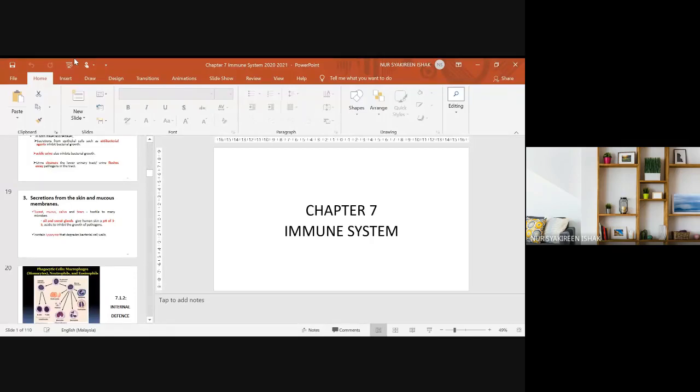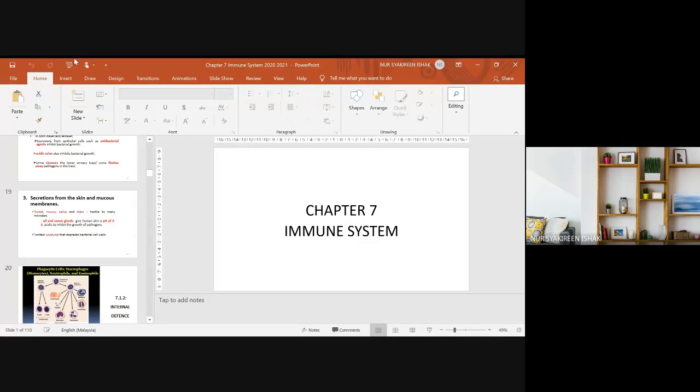But if the pathogen manages to penetrate the first and second lines of defense, it will encounter the third line of defense, which we call acquired immunity or adaptive immunity. This third line of defense will protect your body against invasion of specific pathogen, specific pathogen that are harmful to your body and that may cause disease.